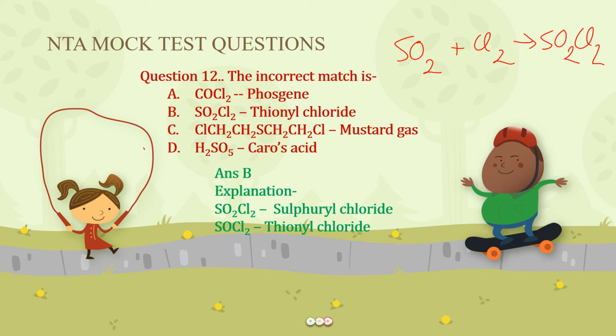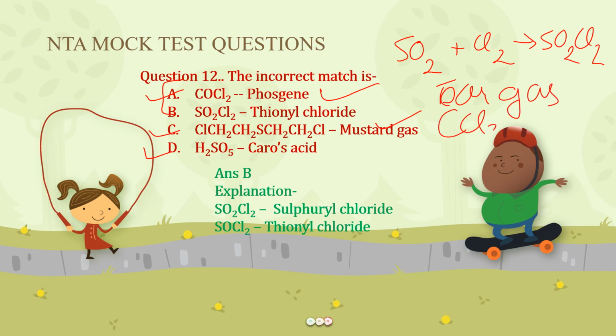All right, Caro's acid is something that you will be studying in the study of group 16 elements. The above two, not above two, A and C, these are two poisonous gases which are formed from chlorine. So they are finding a mention in the uses of chlorine in the NCERT textbook. Plus along with this, there is one more name mentioned in the NCERT textbook. The three poisonous gases we get from chlorine are phosphine, mustard gas, and the third one is going to be tear gas. So please do remember tear gas also.